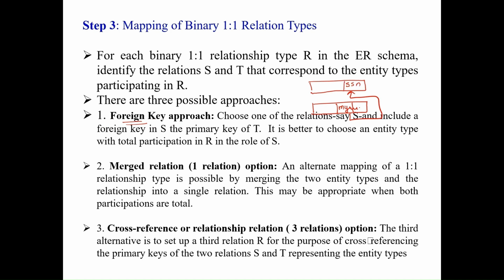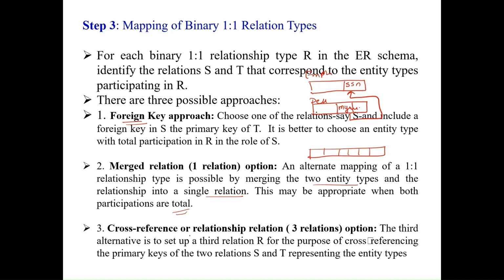Next, the merged relation approach. Create only one relation. Do not create these two tables, one being employee and the second being department. Create only one relation and add all the attributes of both relations. An alternate mapping of a one-to-one relation is possible by merging the two entity types and the relationship into a single relation. This may be appropriate when both participations are total. If there is total participation, then it is possible.